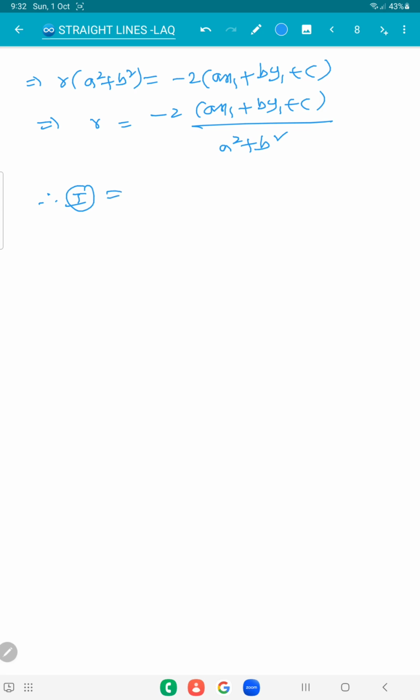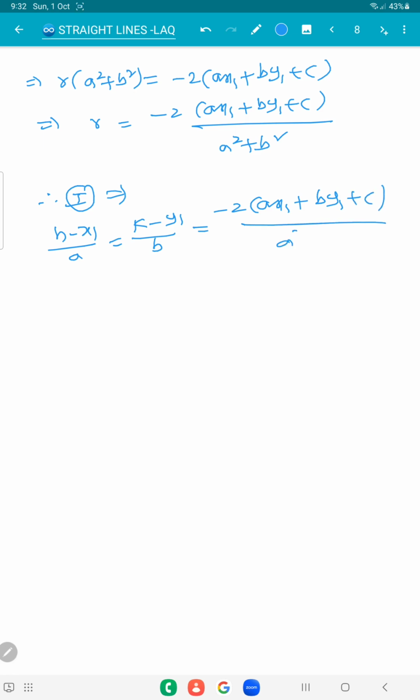Therefore Roman 1 implies that (h minus x1) by a is equal to (k minus y1) by b is equal to minus 2 times, r is this one only, (a x1 plus b y1 plus c) by (a squared plus b squared). The fourth question is done.